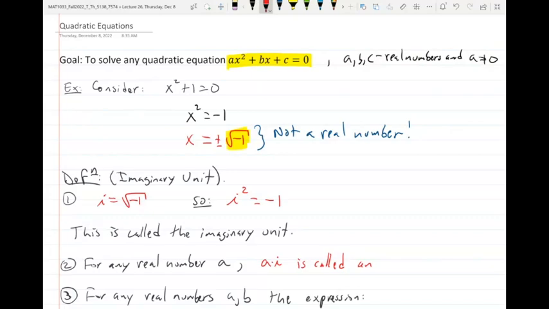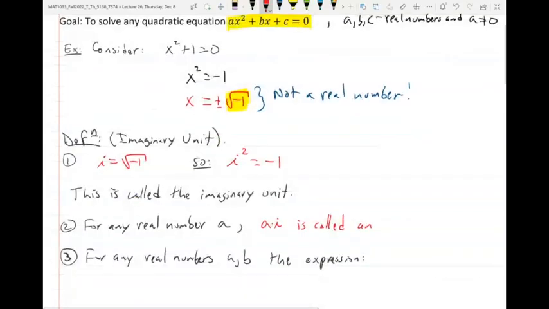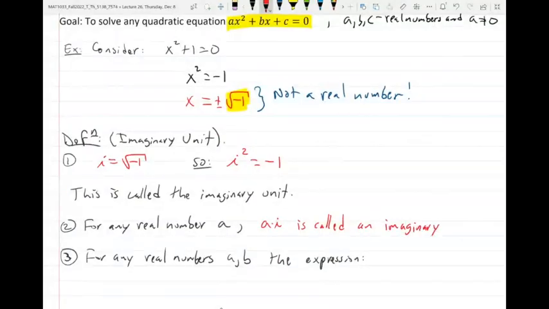And the moment that we introduce this symbol, this is just a symbol, then we can form a new type of numbers. There is the notion of an imaginary number. An imaginary number is basically just a real number multiplied times this symbol i.